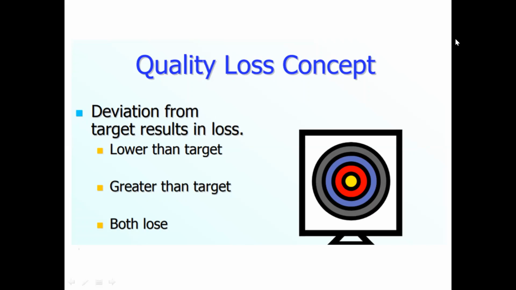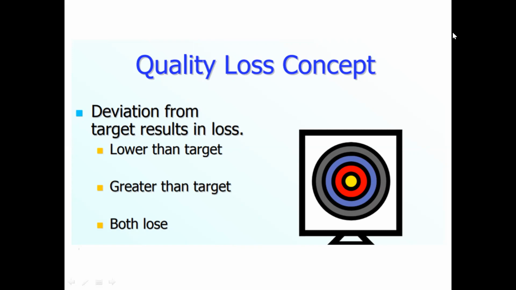According to Taguchi, what he is saying is, I want zero defect. My component should be exactly on the center. Anything going away from the target is a loss for me. So, deviation from the target is a loss. Lower than the target or greater than the target, both are loss.